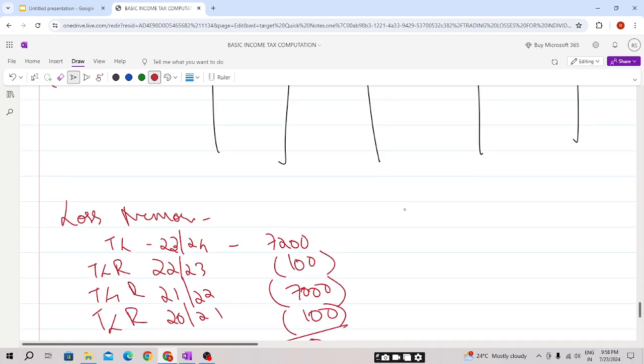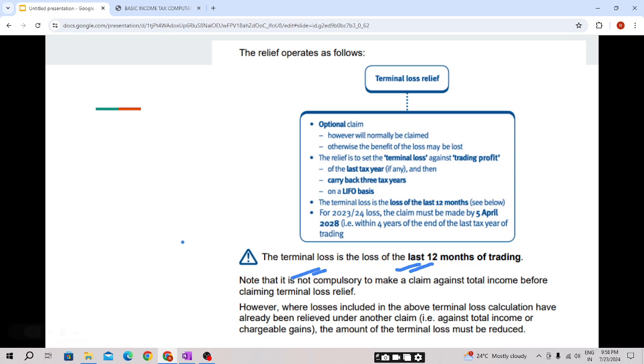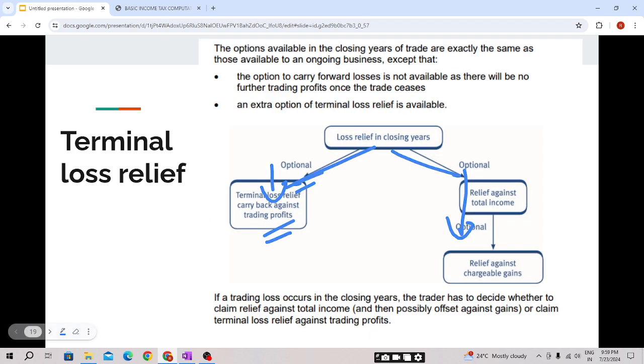I hope by solving this question you have a good understanding of terminal trading loss. But students, terminal trading loss is an option. It is an additional relief which is provided alongside the ongoing rule. Both in opening and terminal, the ongoing rules will be applied, but for the additional relief we need to see which we will claim. And the claim must be made for the terminal loss relief by 2028, but for opening it is 2026.